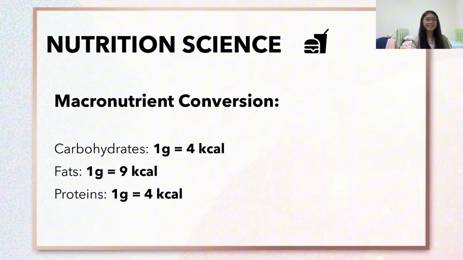As we know, these are the macronutrient conversions. For carbohydrates, 1 gram is equal to 4 kilocalories. For fats, 1 gram is equal to 9 kilocalories, and 1 gram of protein is equal to 4 kilocalories.